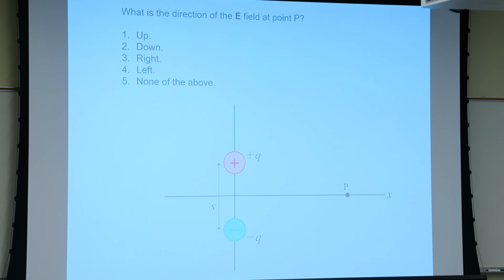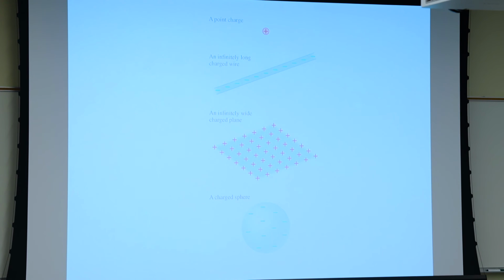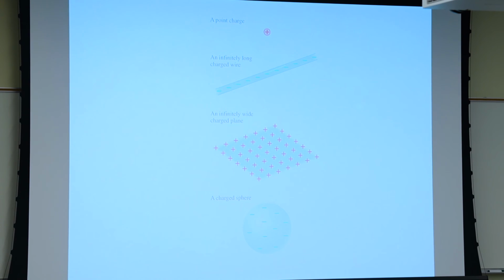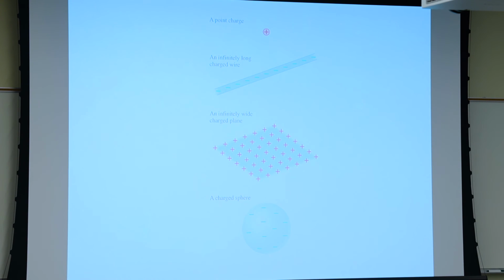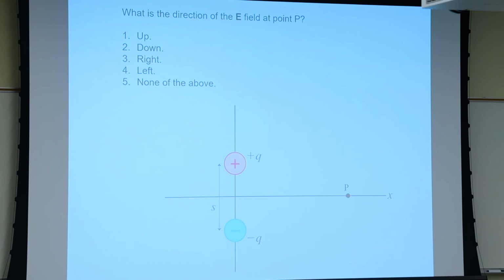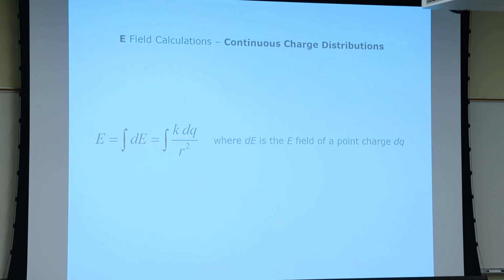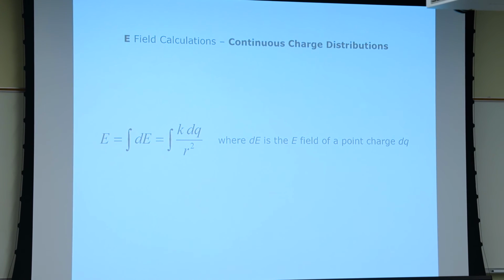But if you look at what we want to talk about, like I say, that's a point charge, but how many point charges are in an infinitely long charged wire? A lot. Yeah, so you have to add a lot of E fields, or how many are in an infinitely wide charged plane? All I'm saying is we're going to use the same method or theory, we're just adding E fields of point charges, but we're doing it to an infinite number of charges. That's all.